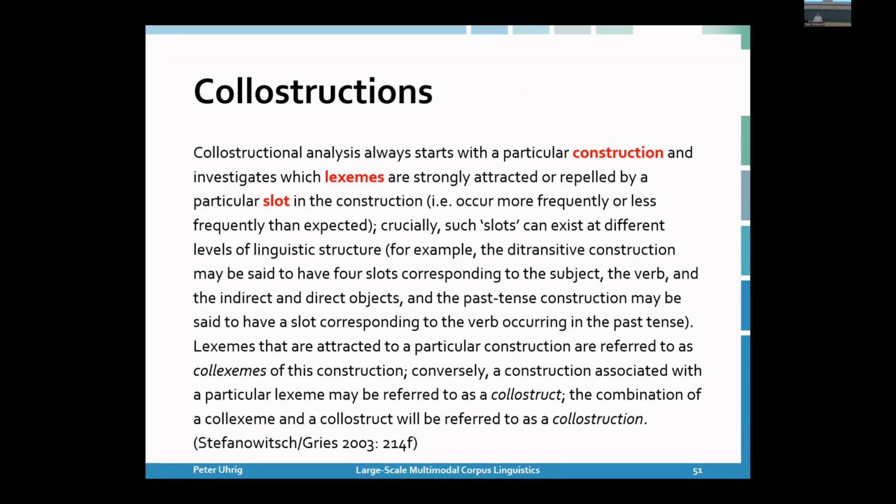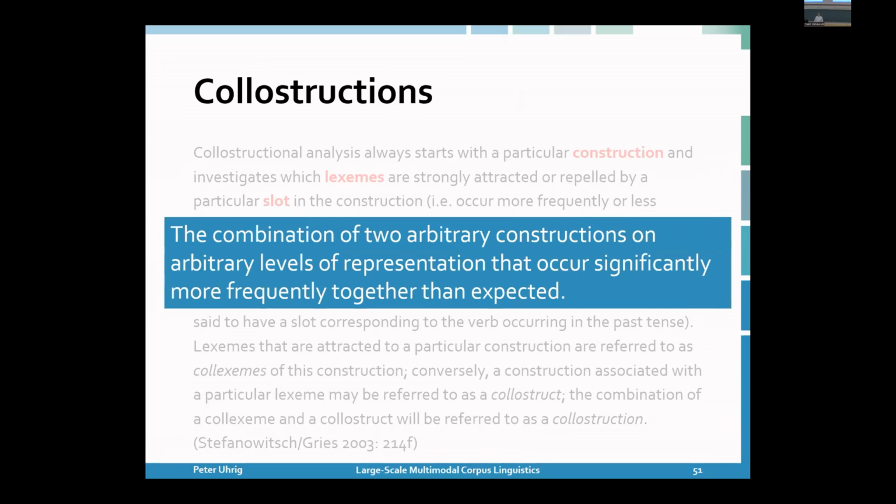Now you try that with yes and the head nod. What's the slot? What's the word? What's the construction? Now, I think we need to generalize this, and the definition that I propose is the combination of two arbitrary constructions on arbitrary levels of representation that occur significantly more frequently together than expected. And with that definition, you can then run actual analysis on the automatic annotation.